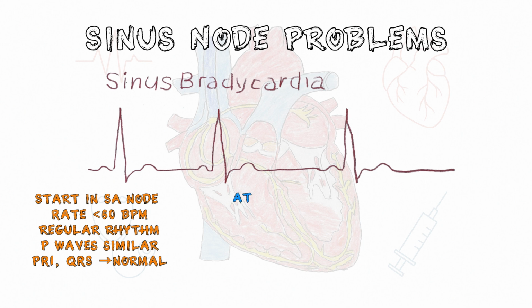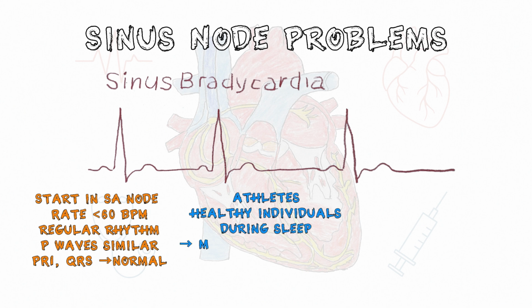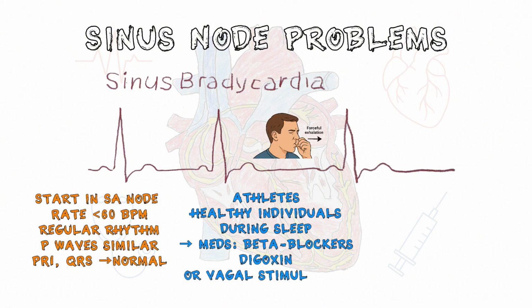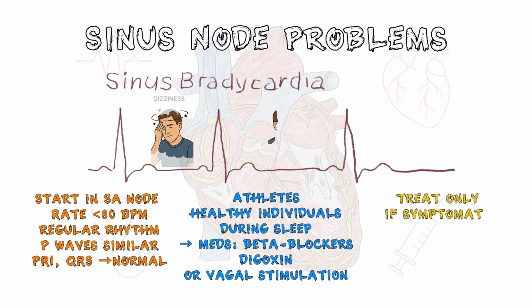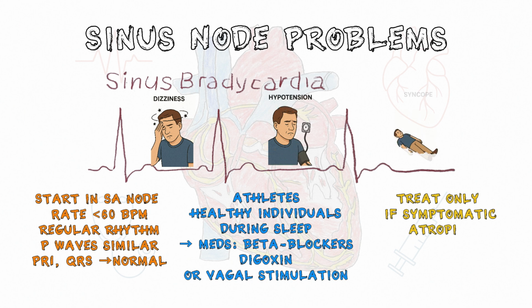This rhythm is common in athletes, young healthy individuals, and during sleep. It can also appear with medications such as beta blockers, digoxin, or due to vagal stimulation. We treat sinus bradycardia only if the patient is symptomatic, like dizziness, hypotension, syncope. In case of instability, atropine is first line, followed by temporary pacing if needed.